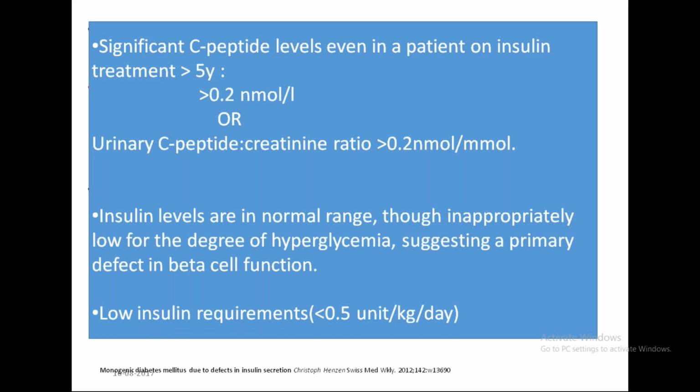And if you do C-peptide levels, significant levels are present even in a patient on insulin treatment for more than 5 years. It will usually be more than 0.2 nanomoles per liter, or urinary C-peptide creatinine ratio is more than 0.2 nanomole per millimole. Insulin levels are in the normal range, though inappropriately low for the degree of hyperglycemia, suggesting a primary defect in beta cell function. Low insulin doses are required if you are going to treat the patient with insulin. The usual dose is 0.5 unit per kg per day, but here you can give less than 0.5 units.